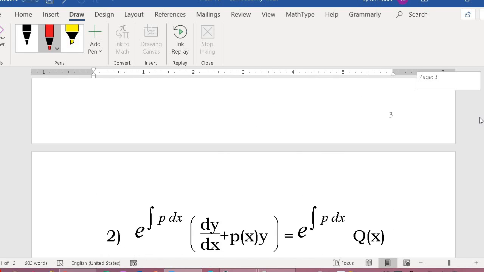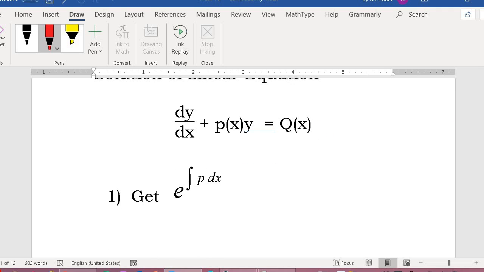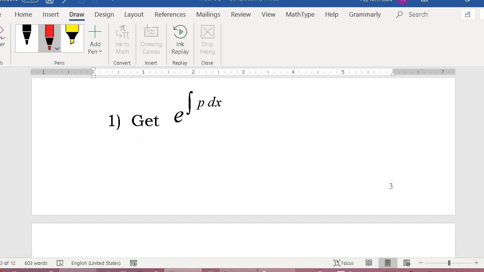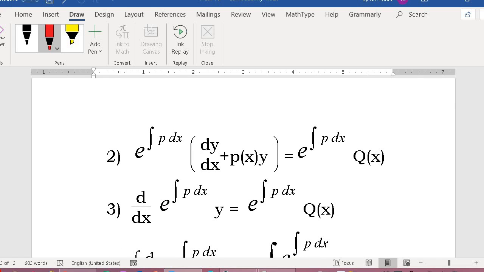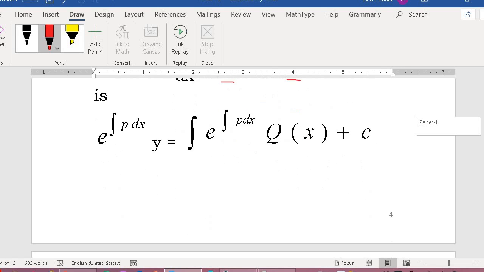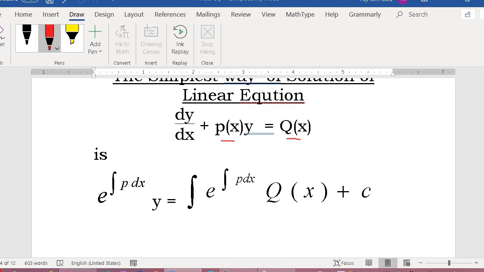Let's go directly to the solution of linear differential equations. We have dy/dx plus p(x)y equal to q(x). First step, you identify p(x), you integrate p with respect to x, then you get what we call the integrating factor, which is exponent integral p dx. This is a long method, so we have the simplest method. The simplest way of solving a linear differential equation: identify p(x), q(x), and get the integrating factor, which is exponent integral p dx.